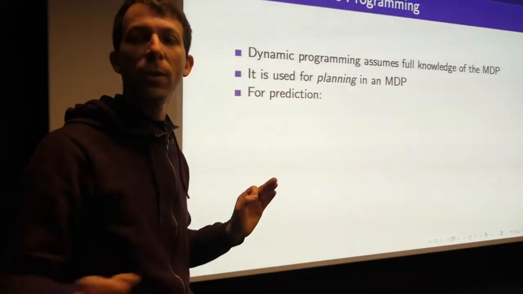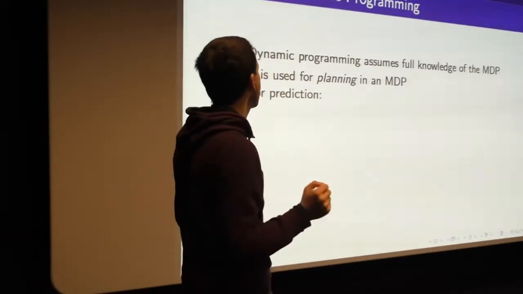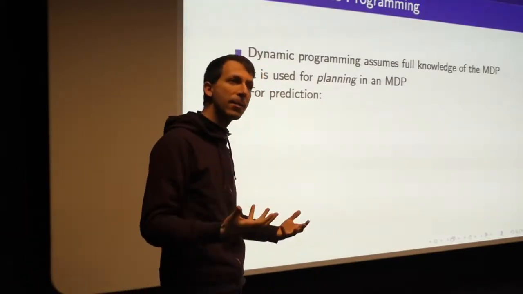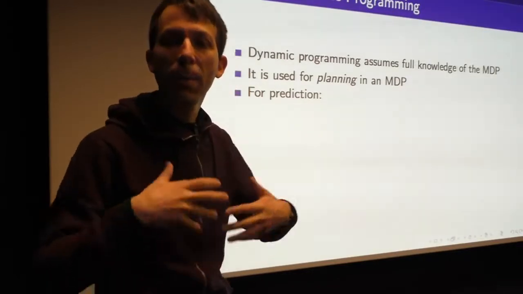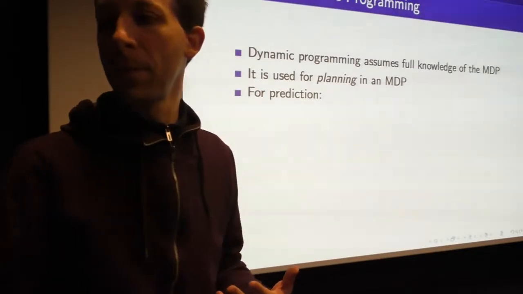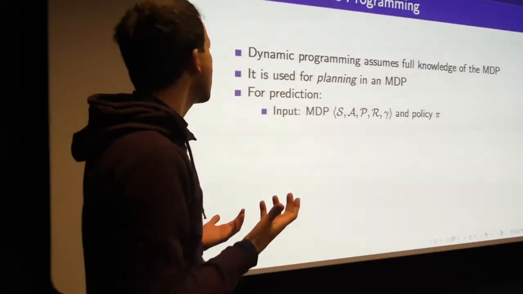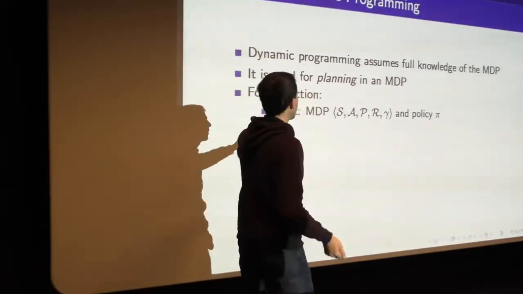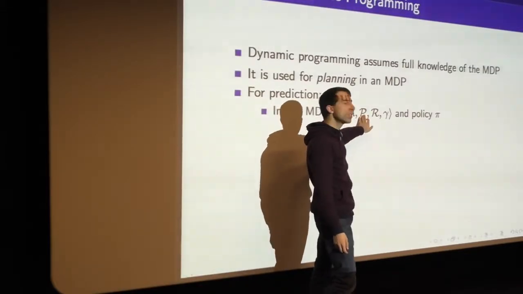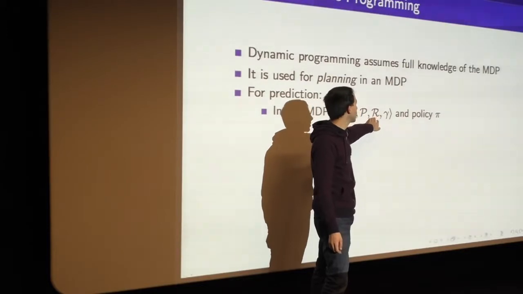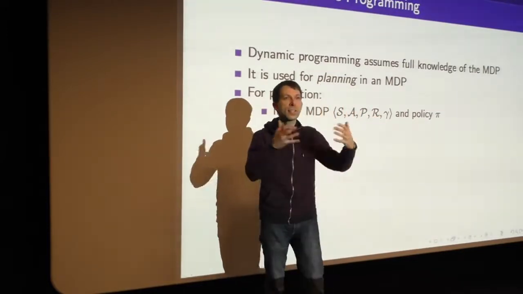We can solve two special cases of planning in an MDP. And again, this came up in the introduction, this idea of prediction and control. First of all, we can plan to solve the prediction problem. So what does that mean? Well, it means that someone tells us an MDP. Remember, an MDP is a state space, an action space, our transition dynamics, our reward function, and a discount factor. It's just our standard MDP.